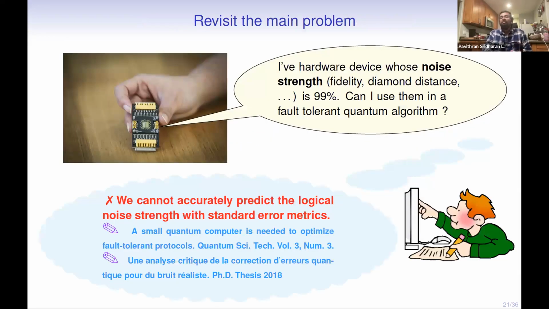Okay, so let's jump back to our big picture. We basically said that given these standard physical error metrics, we cannot accurately predict the logical noise trend. And this is one of the important components of my PhD work, and we concluded that we cannot use classical simulations to estimate the performance of quantum computers. So we need a small quantum computer to optimize fault tolerance protocols for a larger quantum computer.